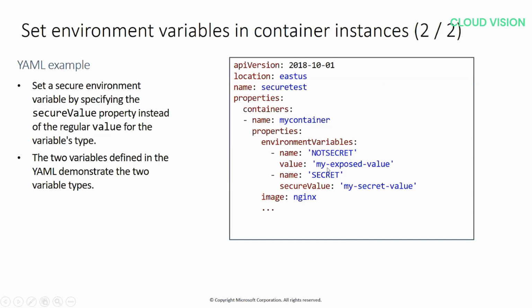But when you click on it, you can only see the value of non-secret. Value of secret is not visible. It is only available with the code. So that is the beauty of the environment variables.